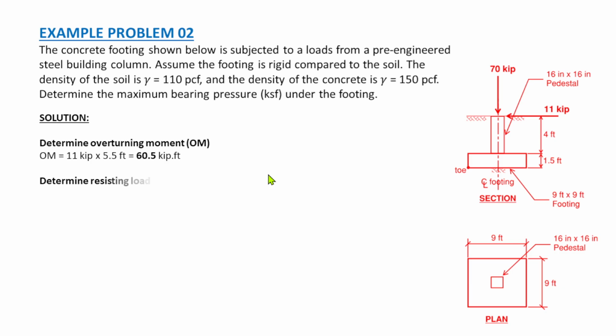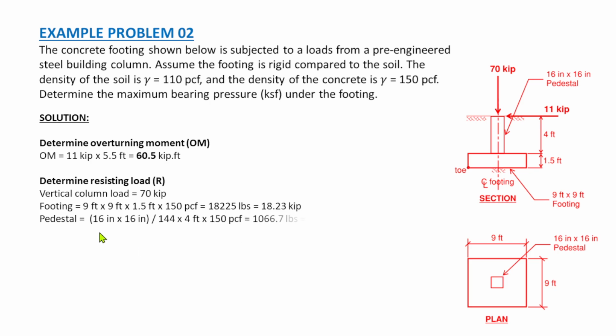Then the next one is to determine the resisting load. All the vertical forces, vertical loads, we consider as resisting load. For example, we have the overburden soil, the pedestal, and the weight of the footings. So those are the resisting load. Here, for the vertical loads, we have 70 kips, and for the footing weight, we have 9 feet times 9 feet times 1.5 depth times a density of 150 pounds per cubic foot, which is equal to 18,225 pounds, or 18.23 kips.